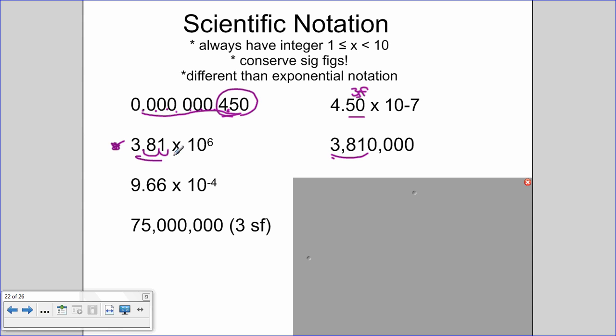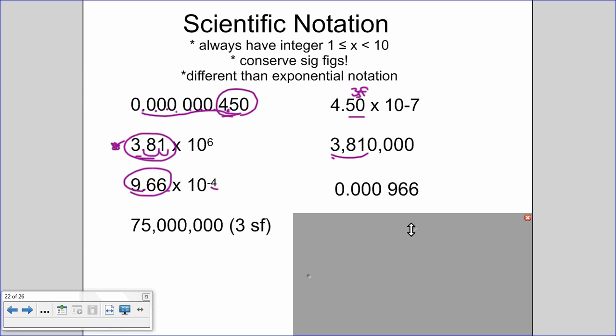3 sig figs again, but we're going in the negative direction to the left, so we should be moving our decimal point 4 places to the left. When you look at your final answer, you've got 0.000966. 3 sig figs are notated here as well.